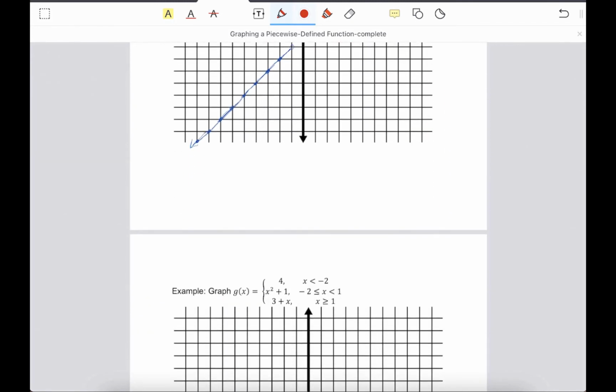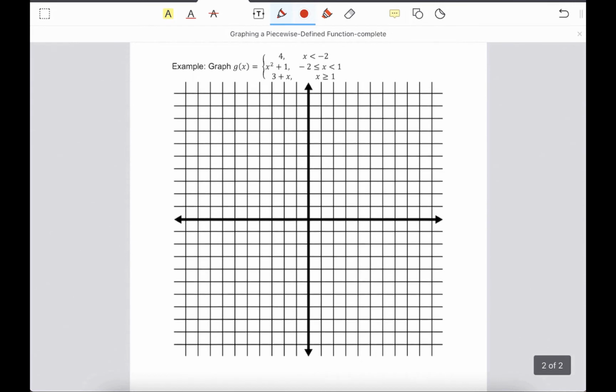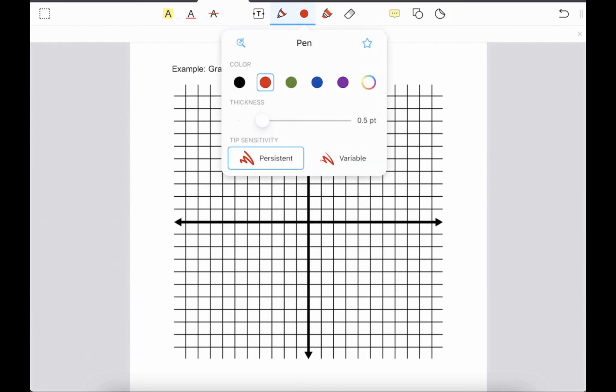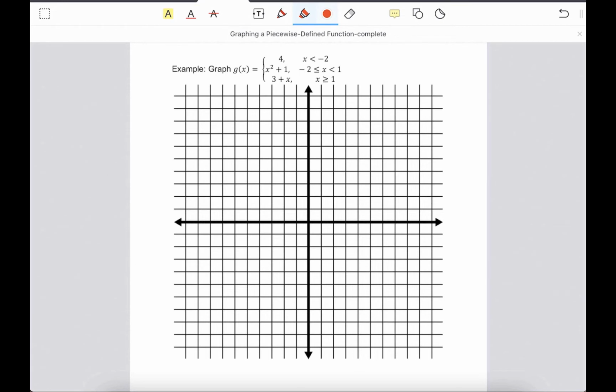Okay, let's do another example. Now I'll do this in the way that I usually do it. Instead of just drawing the complete thing and then erasing, it's usually a little easier to go through the whole thing in order and just be aware of that domain restriction while you're creating the graph of this piecewise defined function.